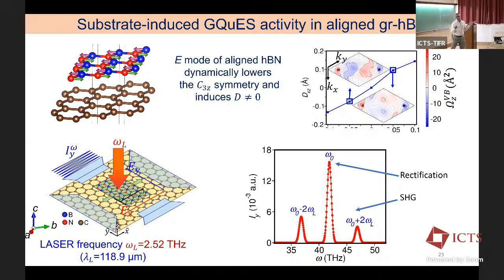Okay, that's a very good question, Anindo. So this analysis is for the aligned HBN, yeah? But that opens up huge possibilities: if you have twist, you will see great richness in the spectra, and the spectra can provide complementary information to what you will study otherwise using various experimental techniques.